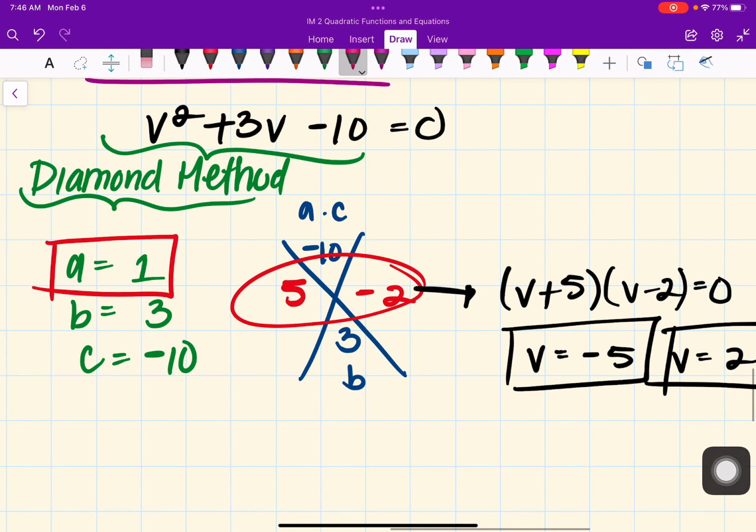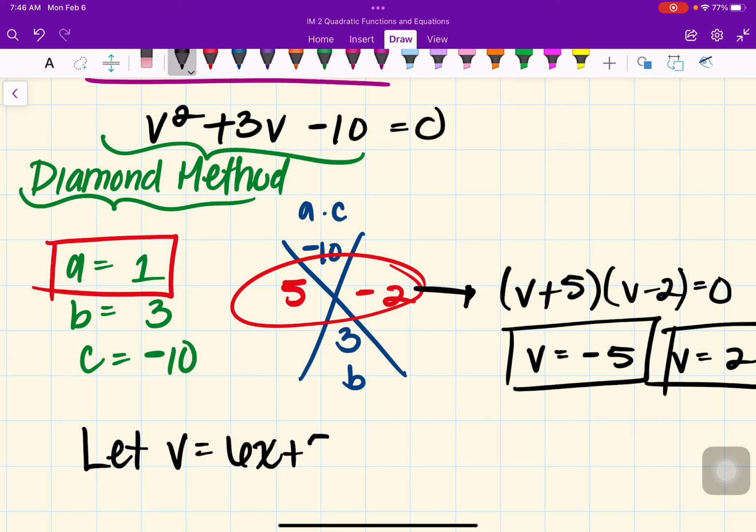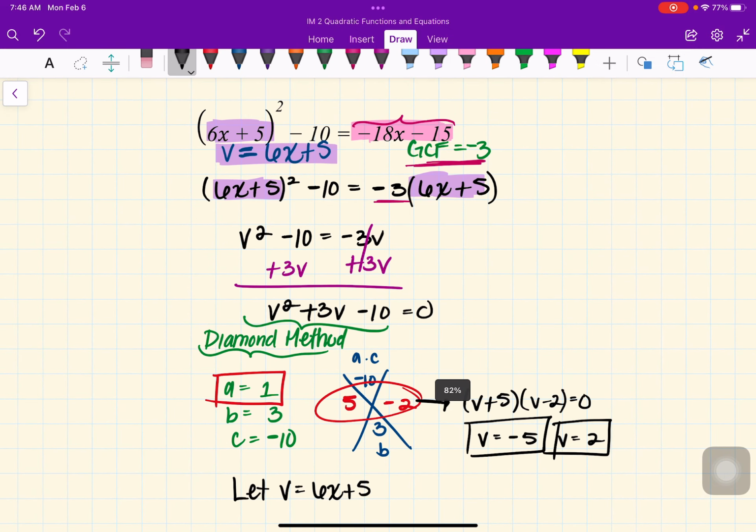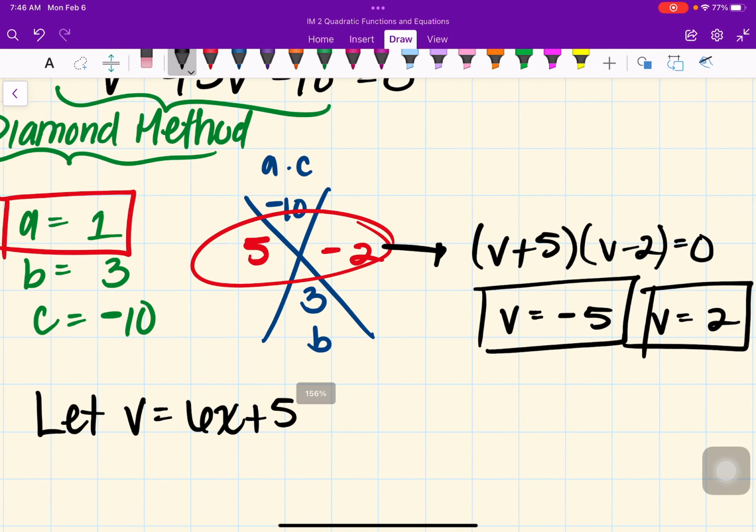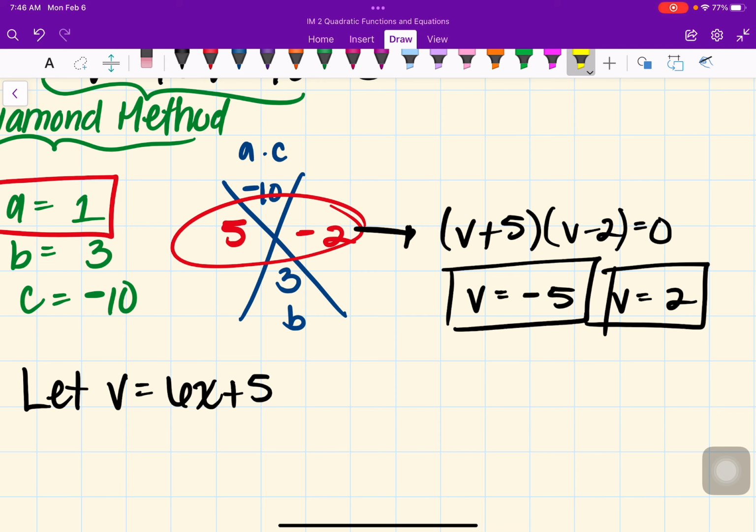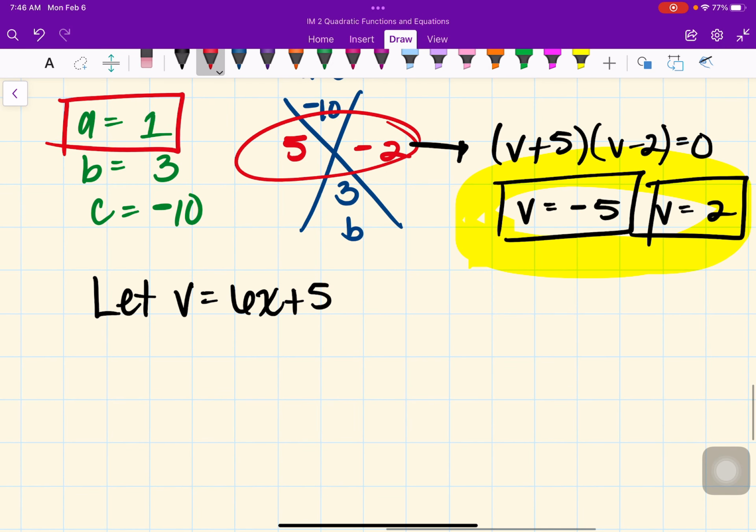Now, like the previous example, guys, we have to bring back the information of let v equal 6x plus 5. We have that, right? In this case, it's up to you because we're only looking for one solution. It's up to you which value you want to choose. So let's say I choose the first one. I am going to be showing both just for the sake of it, but you only need one.